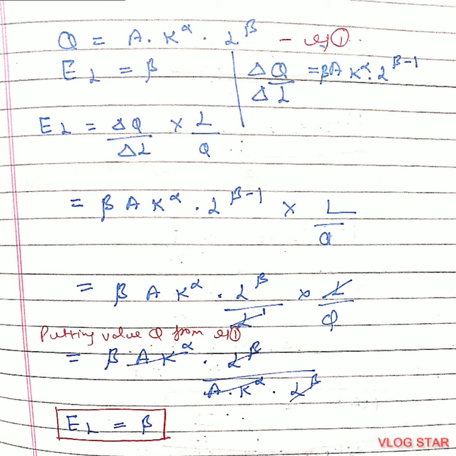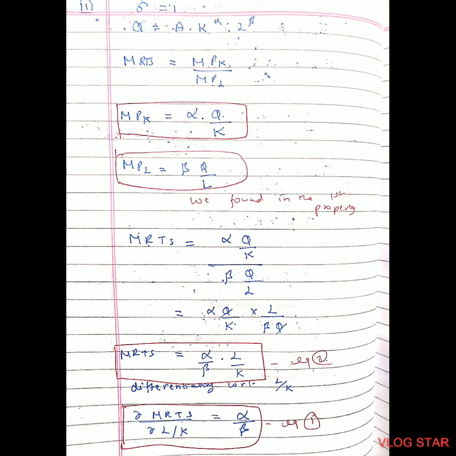Now in the same manner, we can find elasticity of labor, that is equal to beta. I hope you can solve it similarly, so I'm not explaining. Now this is the third property of Cobb-Douglas, which says elasticity of substitution is equal to 1. Now let's solve it to understand how.